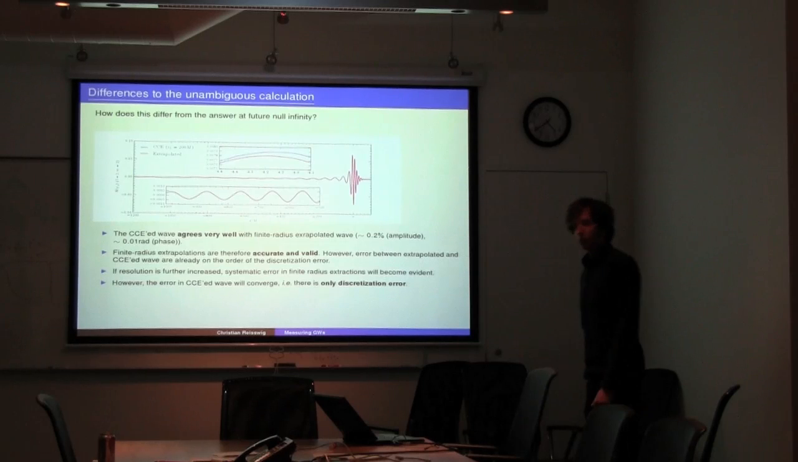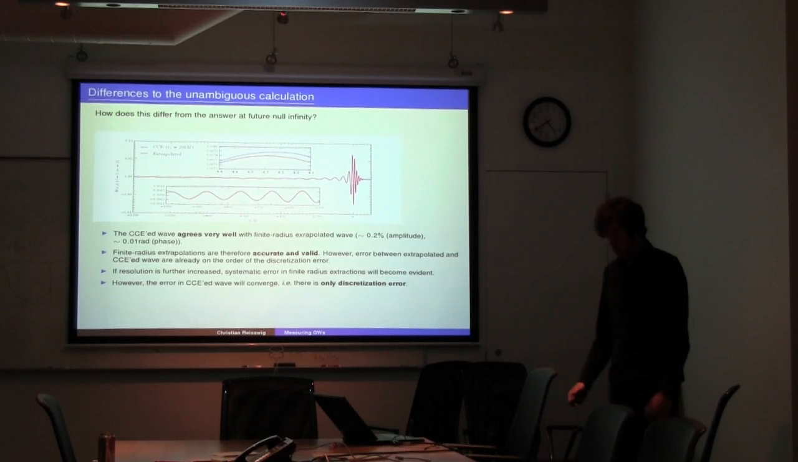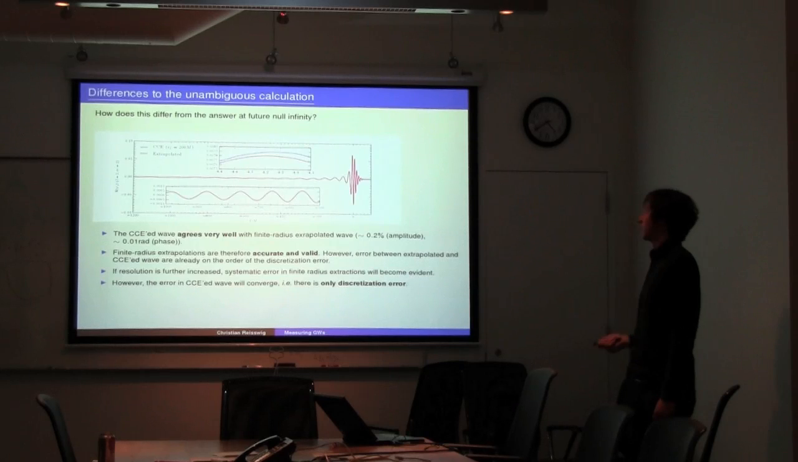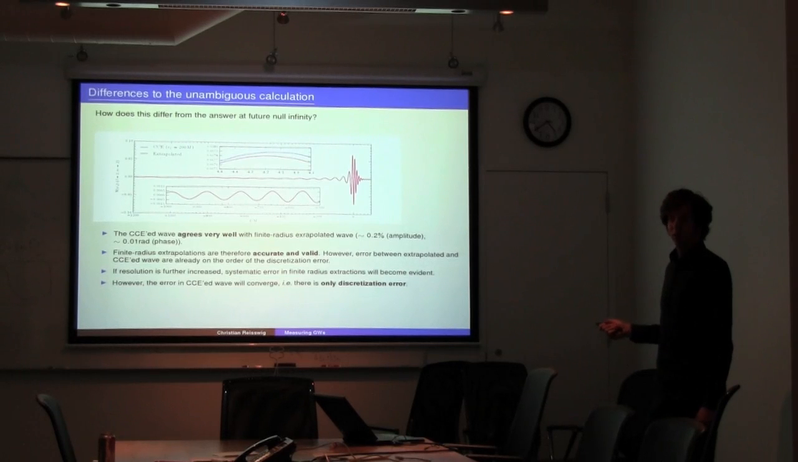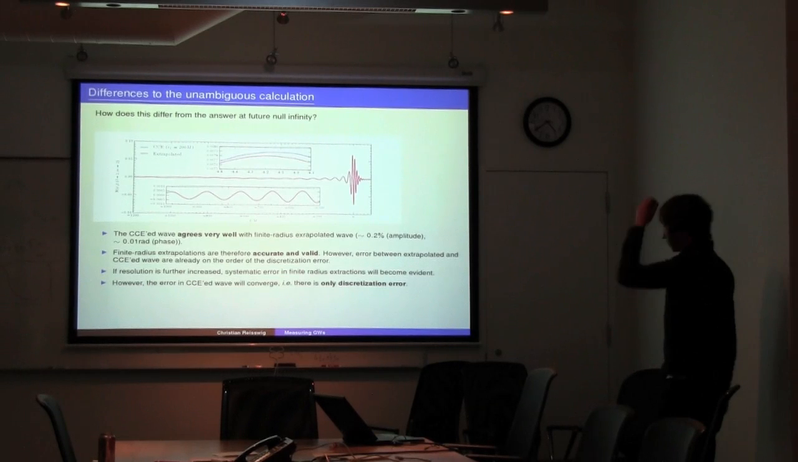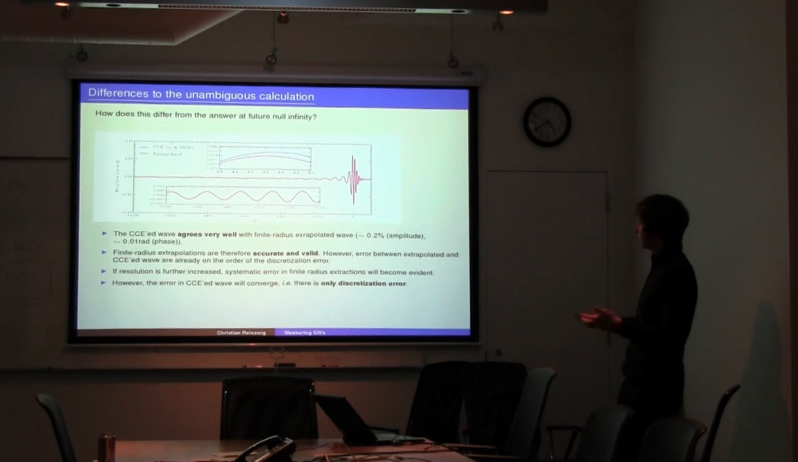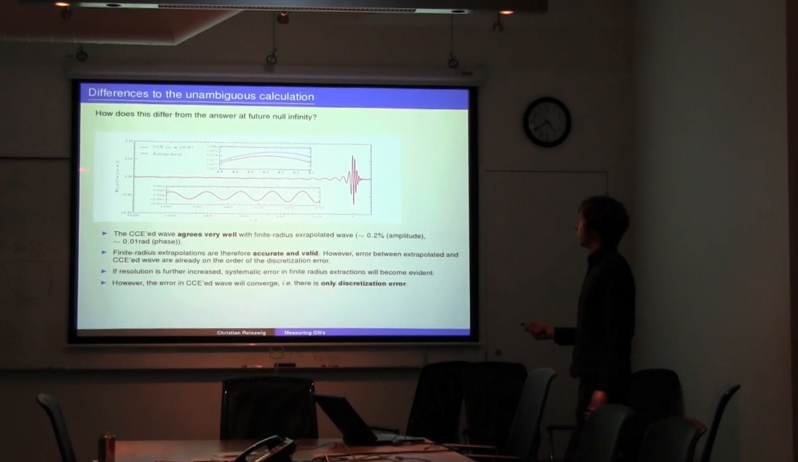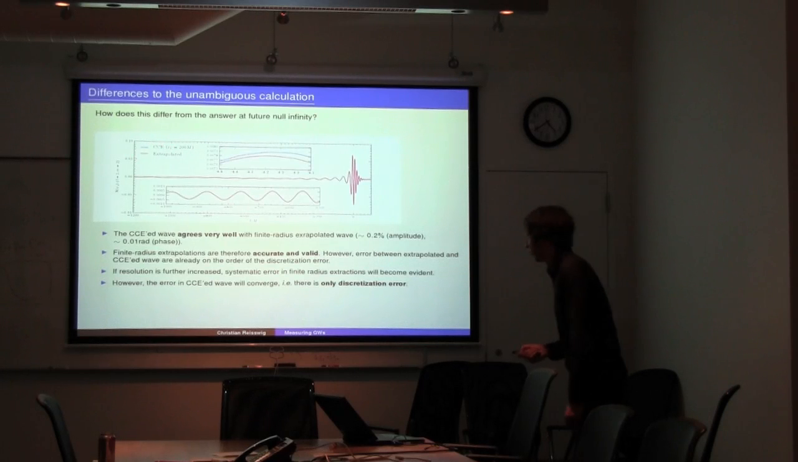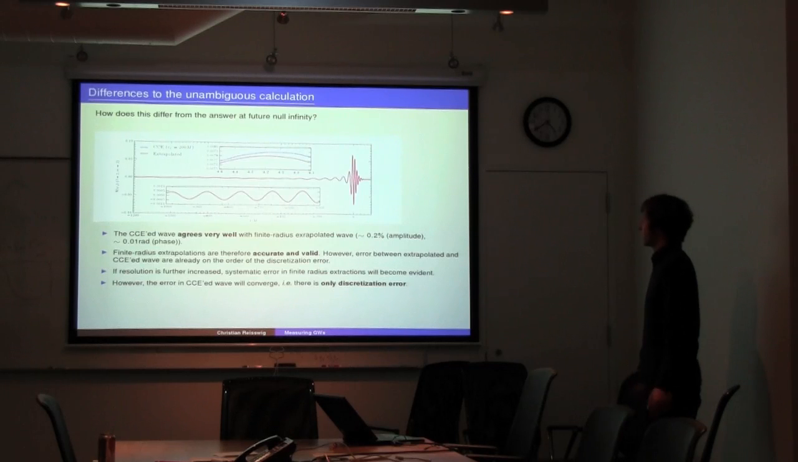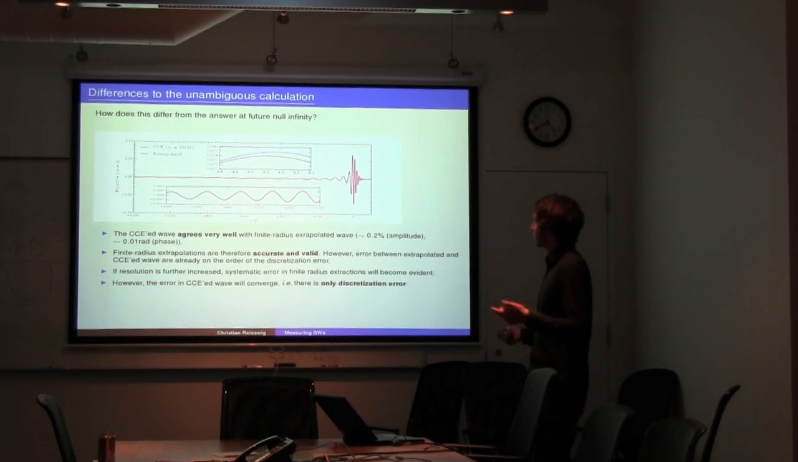So then, a very important question is, of course, how does the result at scri plus differ from a wave extrapolated to infinity? And here you see psi4 plotted against each other. The blue curve is the CCE wave, and the red one is the extrapolated wave. At first glance, it's identical. Of course, it's not really identical. It's not to high accuracy.